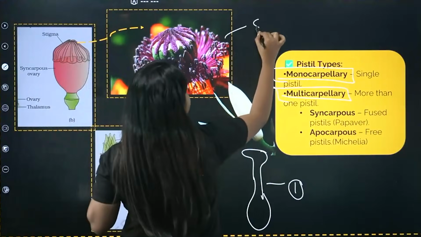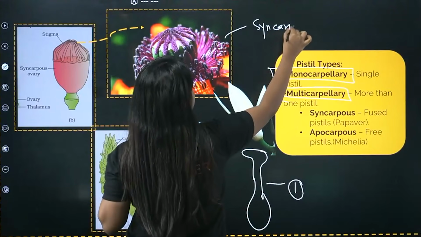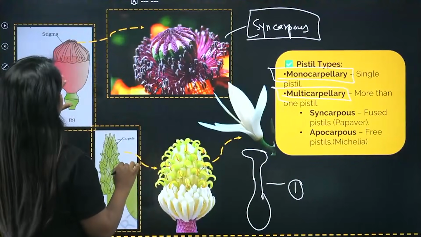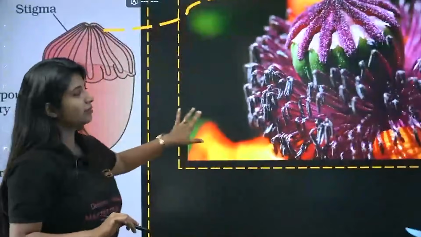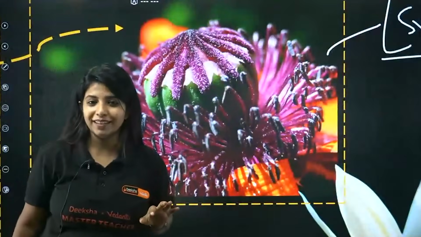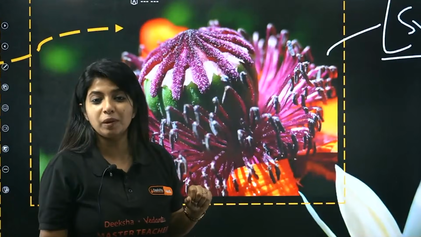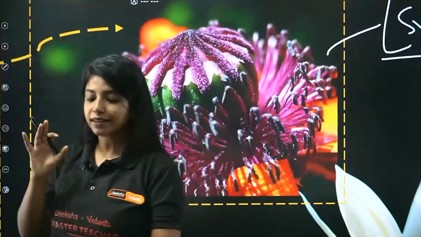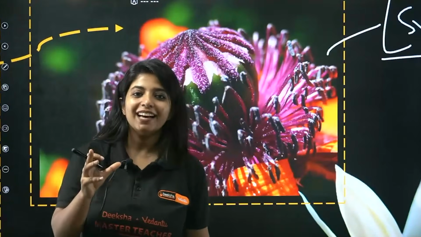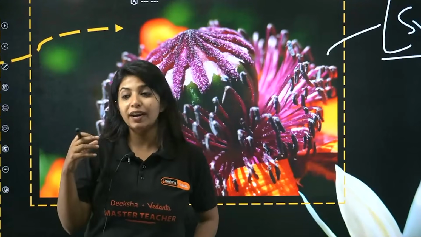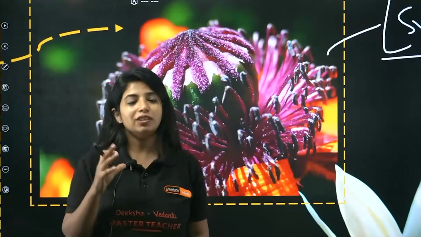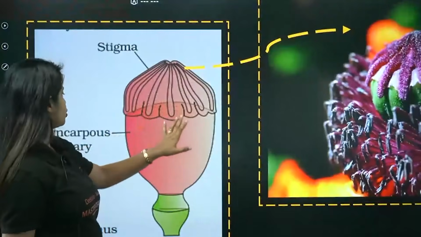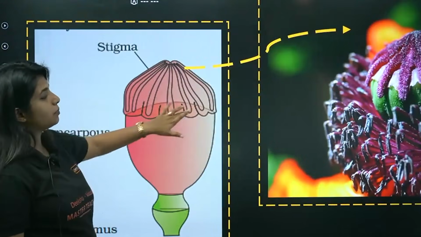Syncarpous condition. Okay, and where do you see it? You see it over here in opium. You might have heard about opium poppy. You will study it in 12th grade, in human health and disease, where you're going to see about the drugs. From opium you get heroin and drugs like that. So this is the opium plant, and here they have shown the syncarpous ovary.